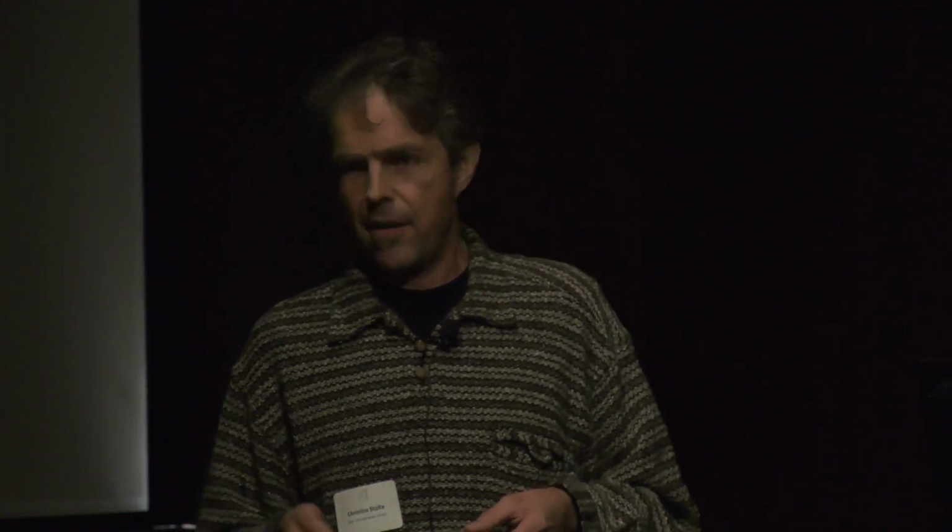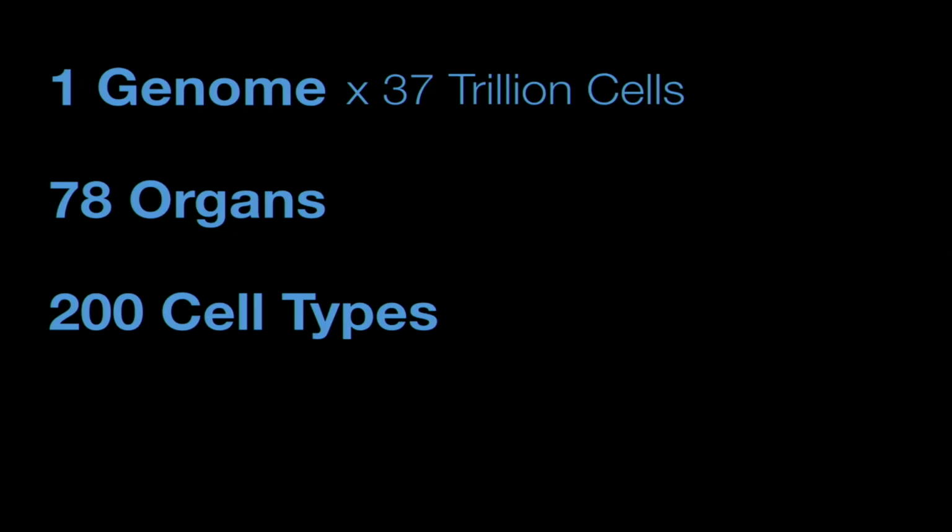So we have one genome. It's in every one of our 30 to 40 trillion cells. But somehow our body manages to make 78 different organs from that same information. And there's 200 different cell types. So how does that really work?